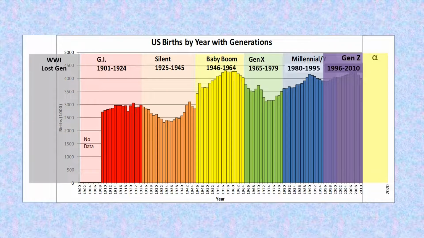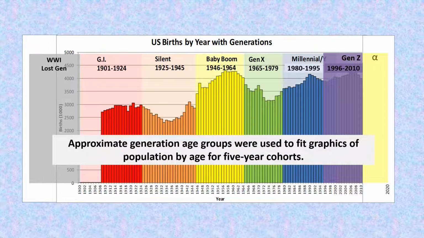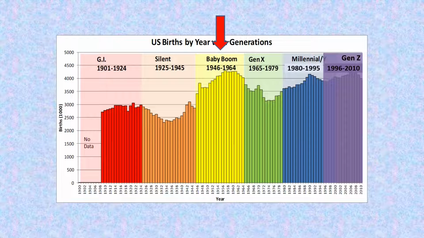And for further context, a precedent lost generation, born mainly prior to the turn of the century, and whose members came of age during World War I. Approximate generation age groups were used to fit graphics of population characteristics by age for 5-year cohorts in the graphs to follow. Thus, graphic portrayal will be off by a year or two for the actual beginning and ending birth years of most generations.